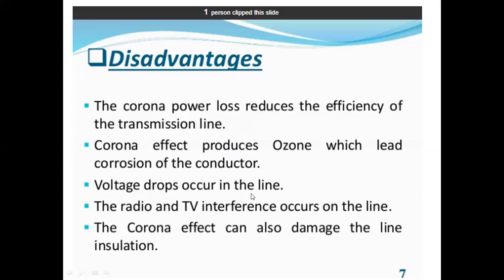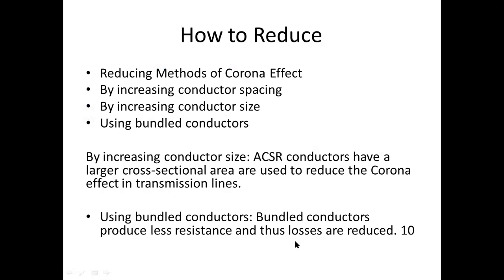Voltage drops occur in the line. Radio and TV interference occur on the line. Signal distortion will occur. The corona effect can also damage the line insulation. So these were the disadvantages of the corona effect. Okay, so now, how to reduce the corona effect?